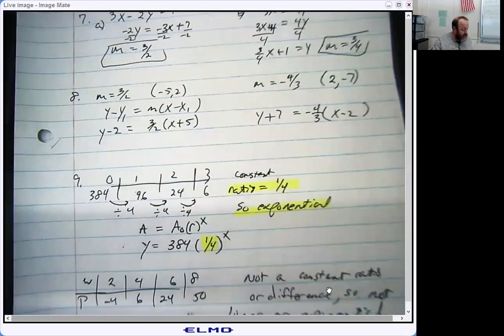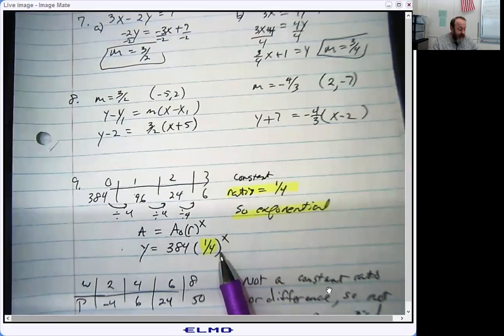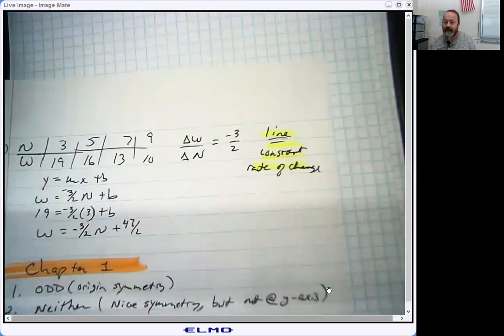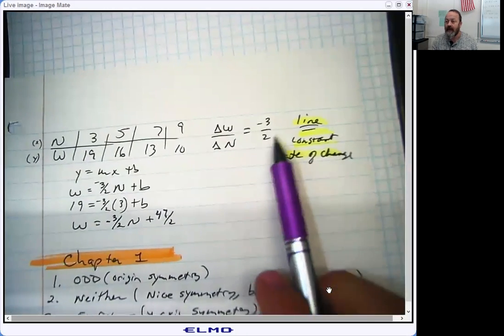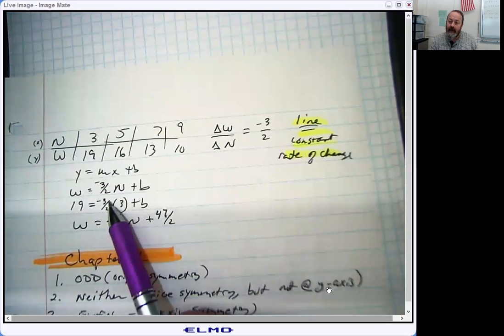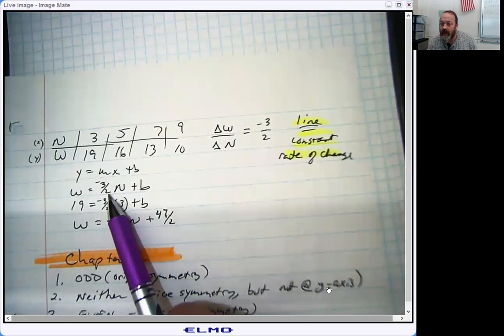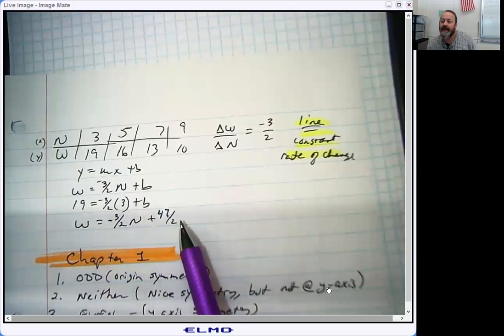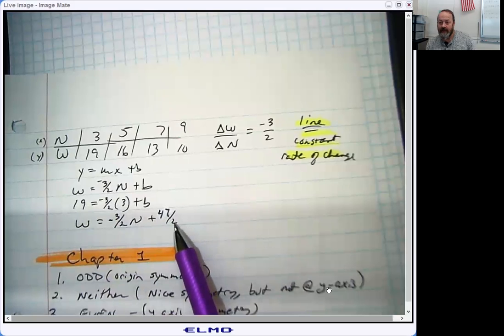Notice as I came through this, I did get that same answer that I had. I noticed that it was not a constant ratio or a difference, so that wasn't good. So let's see what I did last year when I solved this problem last time. I did notice the line because it was a constant rate of change. So I figured out that the m was -3/2, which I showed, and I just went to y equals mx plus b and figured out that the b value had to be 47/2.